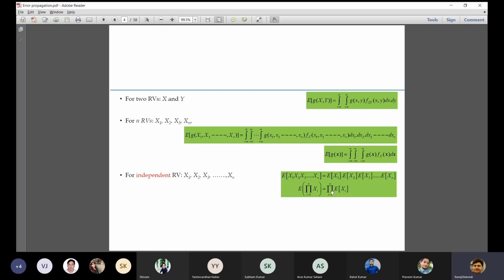Maybe we'll be using them somewhere. We need to understand this part, that when we are talking about the n random variables, then we'll start from the expectation operator, how we are writing it.